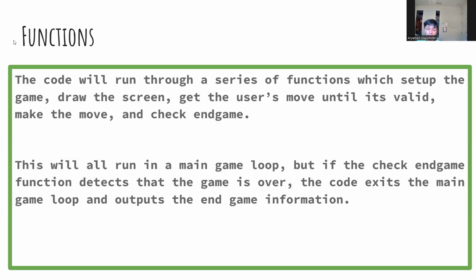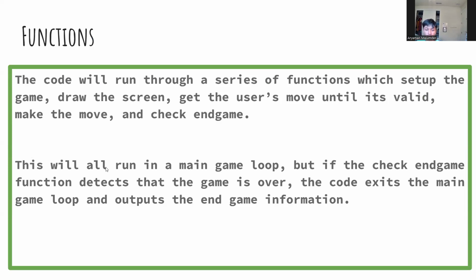So basically, the functions of this game. So the code will run through a series of functions which set up the game, draw the screen, get the user's move until it's valid, make the move, and check endgame, which are all basic functions that almost every game needs. And this will all run in a main game loop.